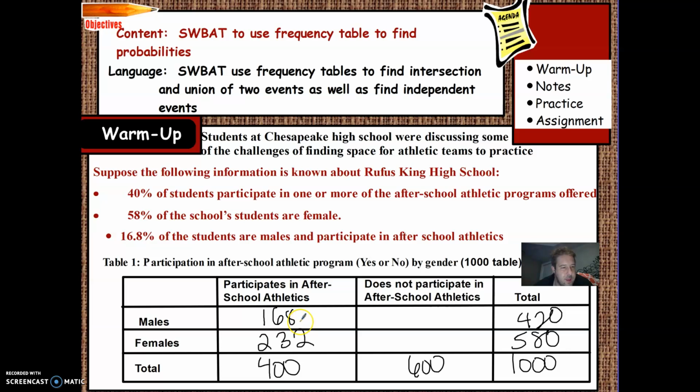And pulling up my calculator now. All right, so 420 minus 168, and that gives me 252. 580 minus 232 gives me 348, and if you add those two up, yes, they do equal 600.